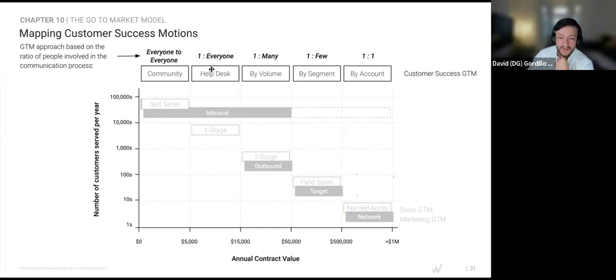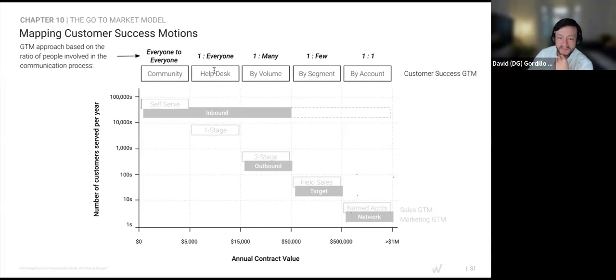Then between 5 and 15,000, we get the one to everyone, meaning that this is you as the company having a help desk that has all the documentation, all the information that your customers need to be successful at using your product.